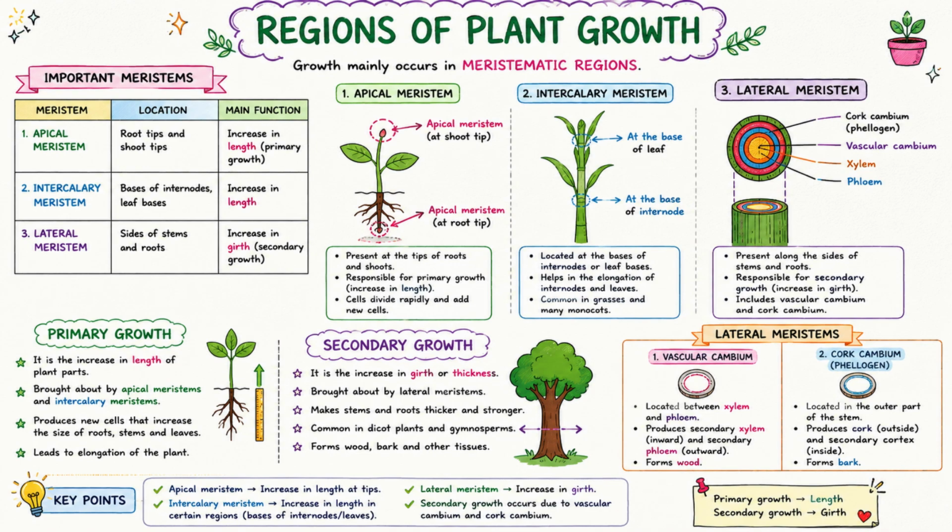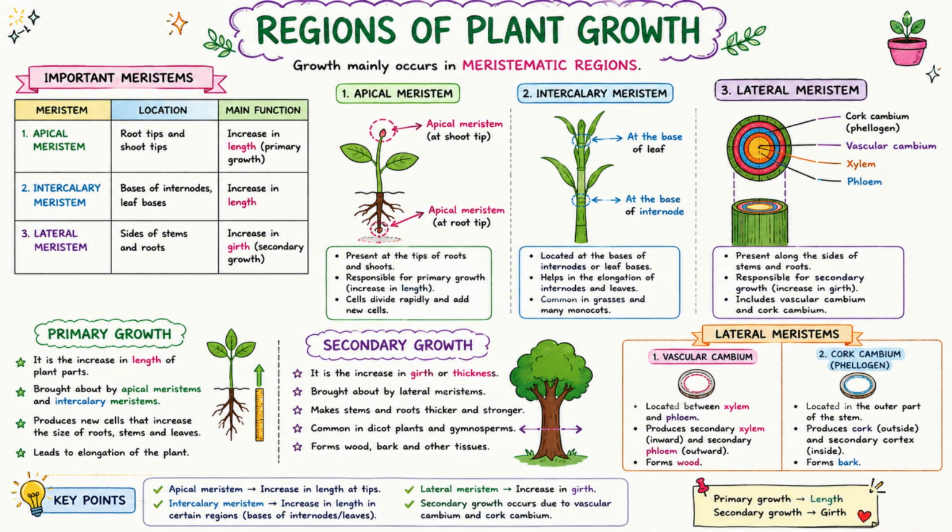Two important lateral meristems involved in secondary growth are vascular cambium and cork cambium. The vascular cambium produces secondary xylem and secondary phloem, helping the stem and root become thicker. The cork cambium produces cork cells and contributes to the formation of the protective outer covering.